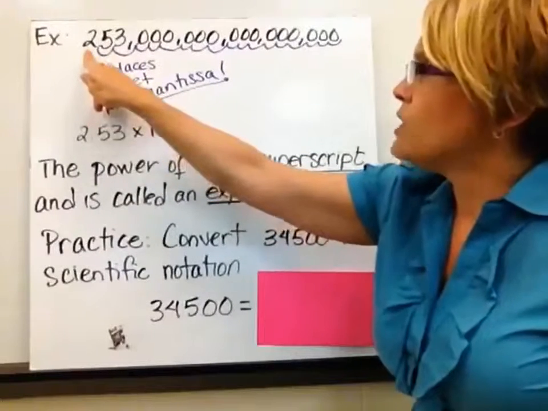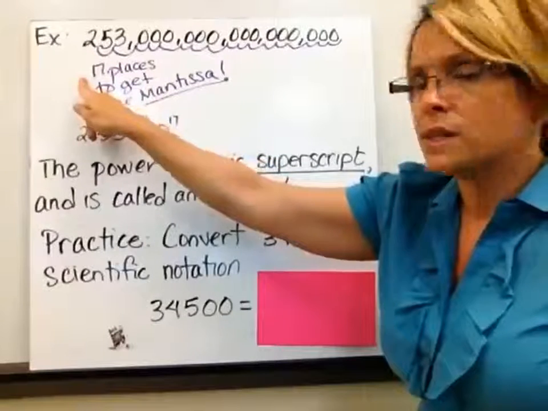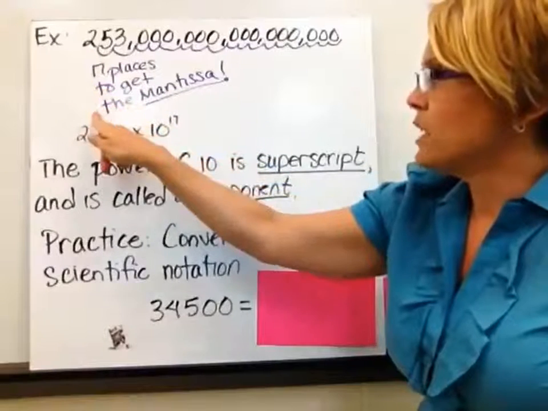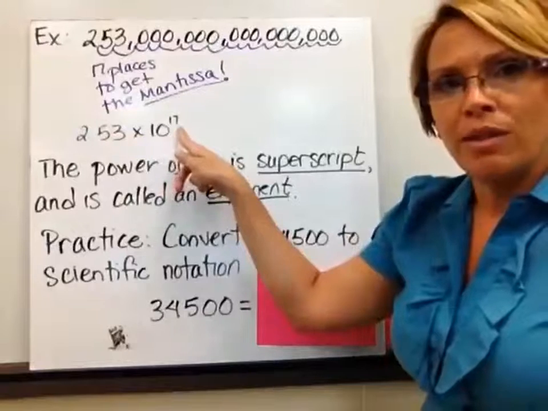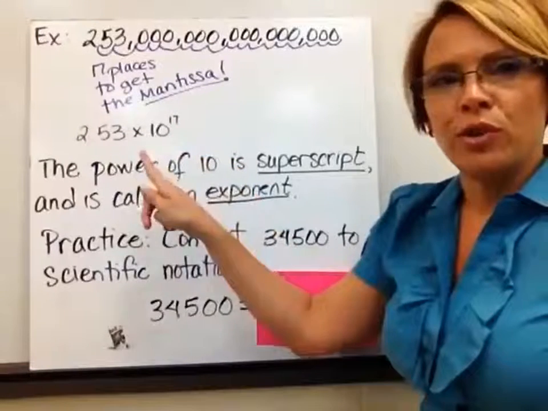And so in order to get there, that's 17 places. So it took 17 places to get to the mantissa. And so that becomes your exponent there. And so just a little review on these terms.